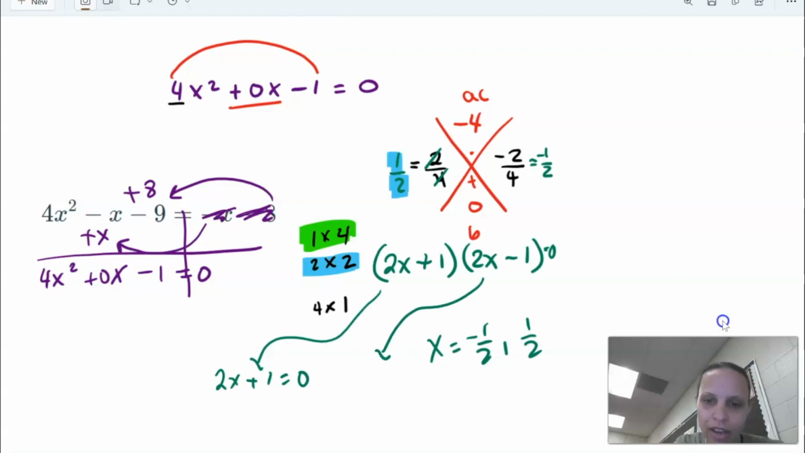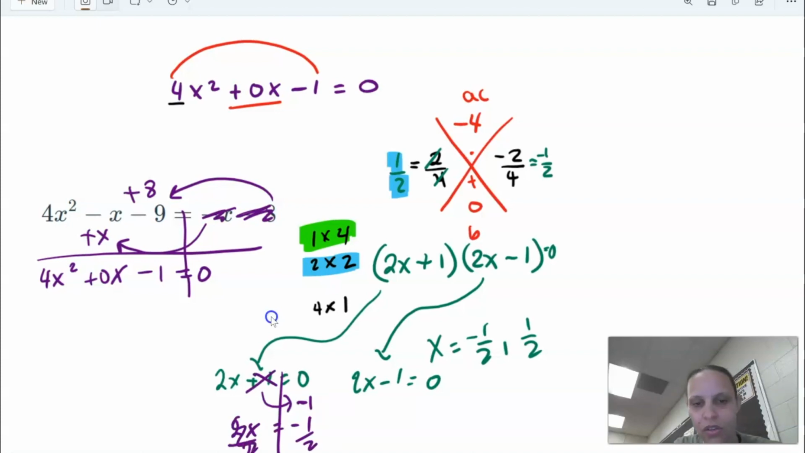And over here, I have 2x minus 1 equals 0. Okay, and you can solve it. So I'm going to take this to the other side. That's going to be minus 1. So it's going to give me 2x equals minus 1. Divide both sides by 2. So there I have it. X is equal to 1/2. That's that one.